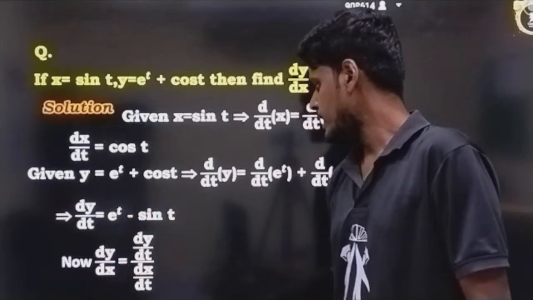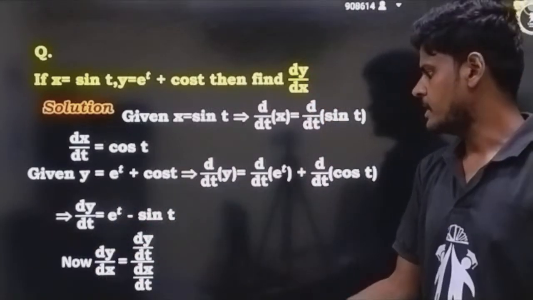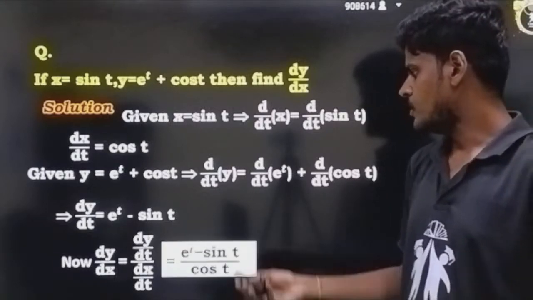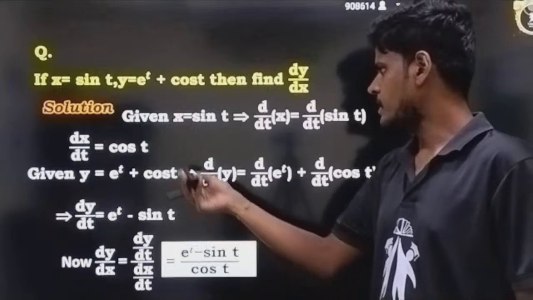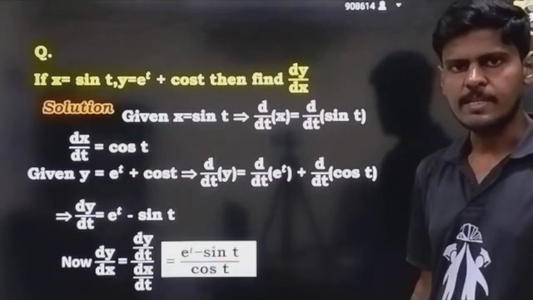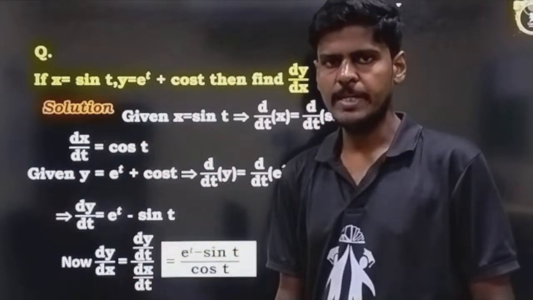Now what is dy by dx? dy by dt divided by dx by dt, that is equal to dy by dt, which is e power t minus sin t, divided by dx by dt, which is cos t. This is the final answer, dy by dx.